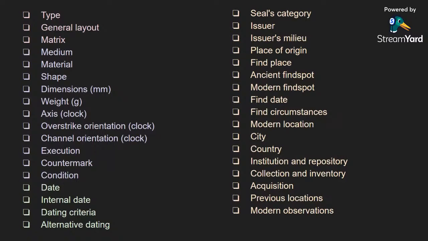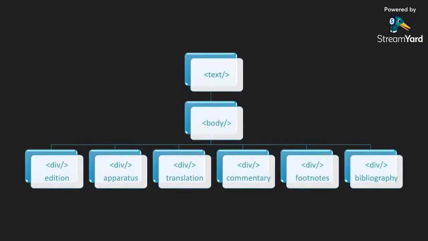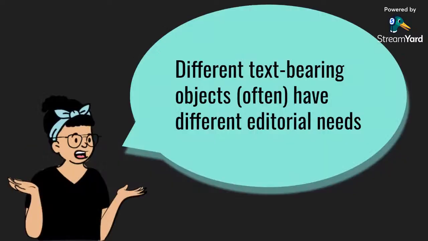So it's a very big job to do, but someone has to do that. So let's focus for a tiny bit on the text part of the text-bearing object. As you can see, let's say this graph is quite straightforward. We added a couple of things, but it's not that relevant in this moment. But the most important thing is that different text-bearing objects very often have different editorial needs, both in terms of text and in terms of materiality.